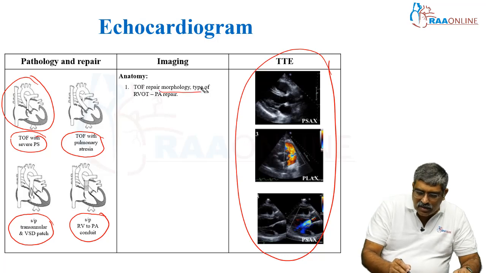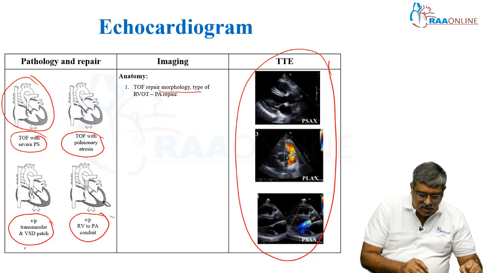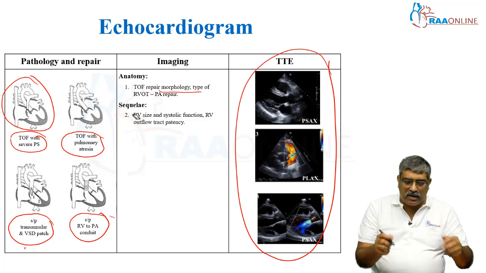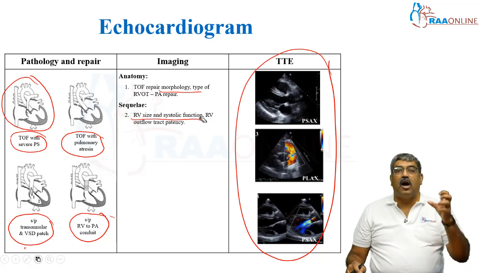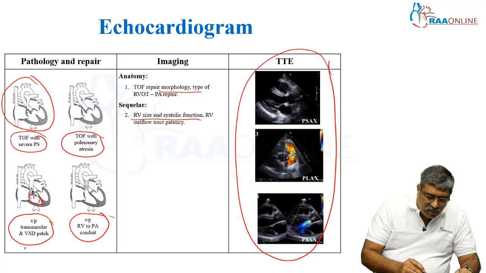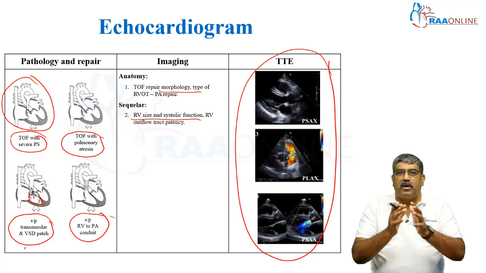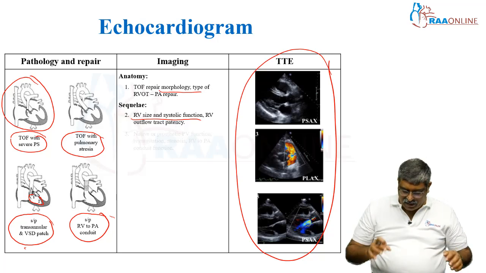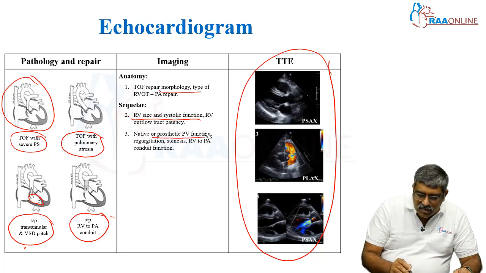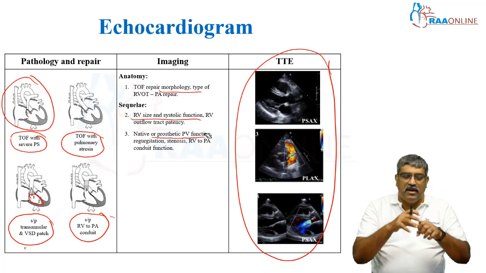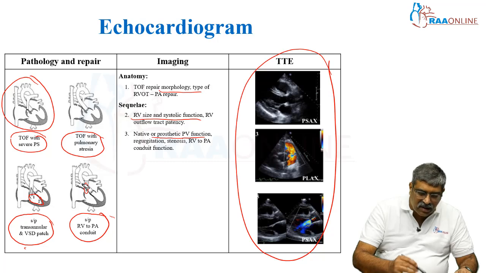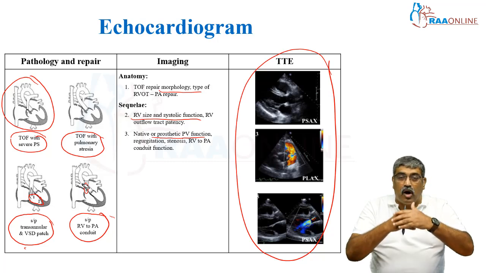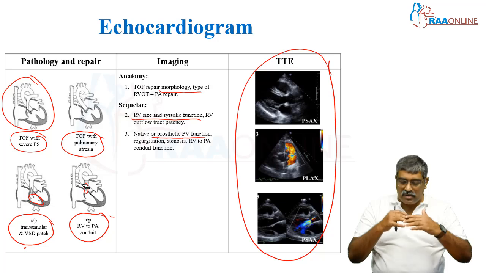For example, in case of a tetralogy of Fallot where repair is done, you have to look at the morphology type, what was done, whether a patch was put or an RVPA conduit put. That is the first thing you look at in the echo. Second, you look at the RV size and systolic function and you assess the RV outflow. That is very, very important, whether the RV function is okay and the outflow from the RV to the pulmonary artery is maintained. Next comes the prosthetic pulmonary valve function, whether there is any regurgitation or stenosis across the pulmonary valve, whether you have put a conduit or patch, and whether the conduit is functioning properly. That will be the third step in the assessment.